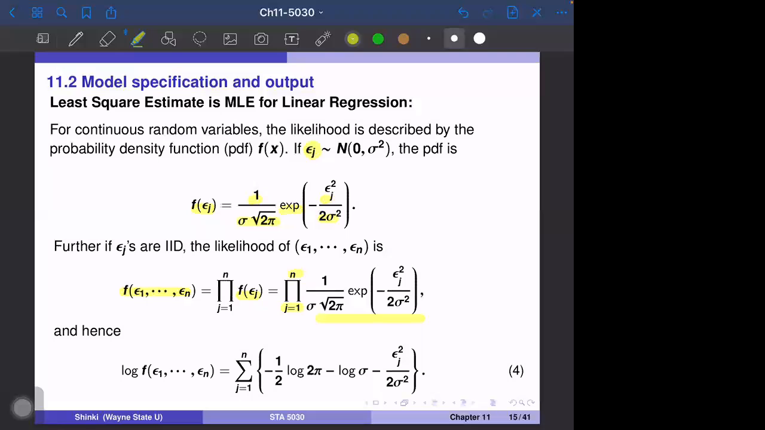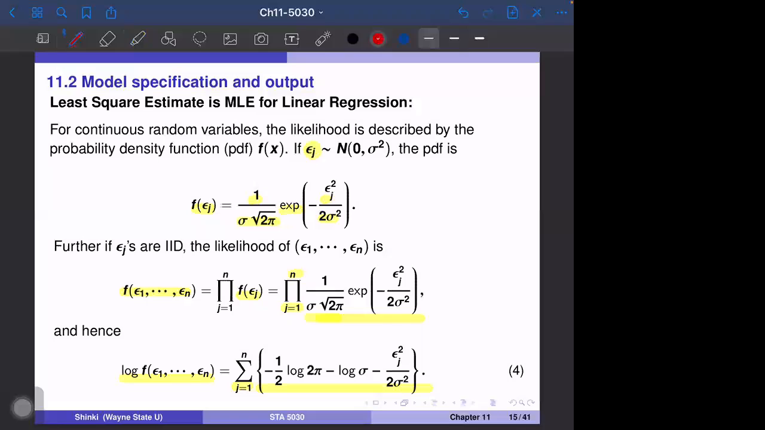Usually, taking the logarithm makes it easier to work with the likelihood function because the product becomes a summation. And a summation is usually easier to deal with because, for example, we can apply the central limit theorem. If we take the logarithm, then this function becomes 1/2 times the log of 2 pi, which is anyway a constant, minus the log of sigma, minus epsilon j squared over 2 sigma squared.